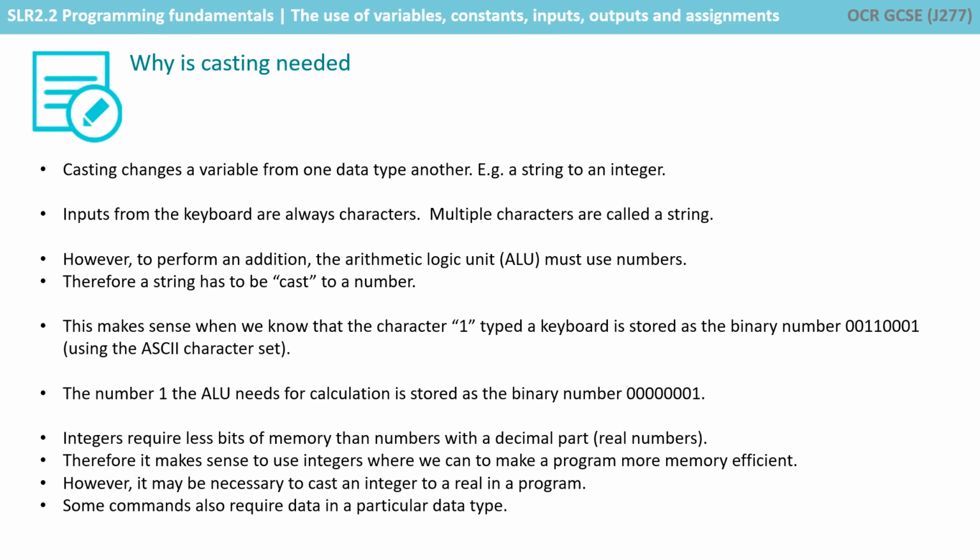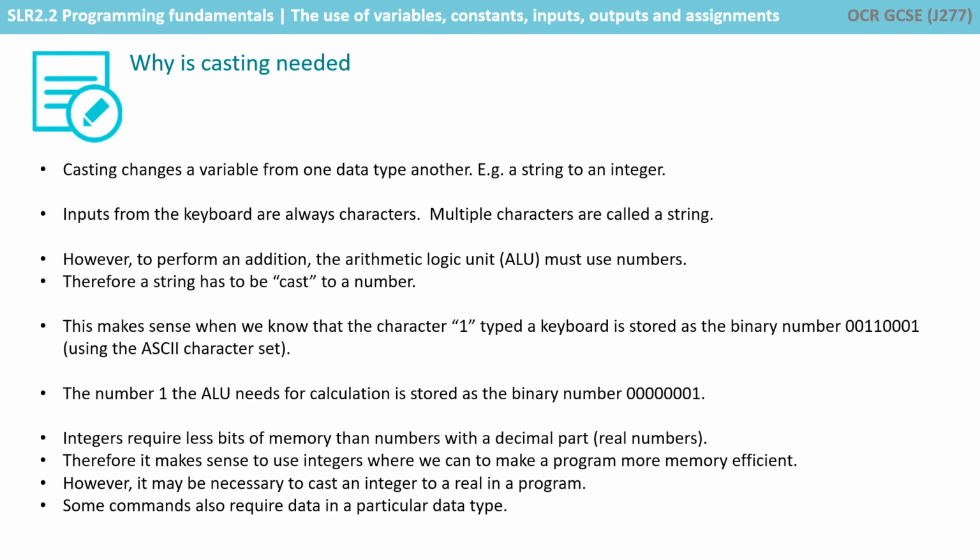And finally, why is casting needed? Well, casting changes a variable, as we've said, from one data type to another. Input from the keyboard always comes in as characters, and multiple characters are called strings. However, to perform addition, the arithmetic logic unit must use numbers. Therefore, a string has to be cast to a number.